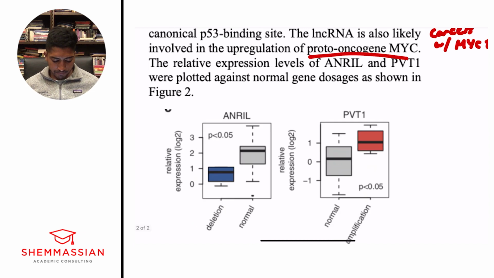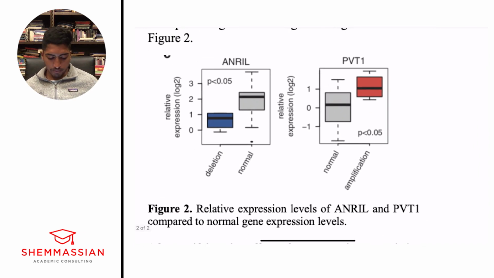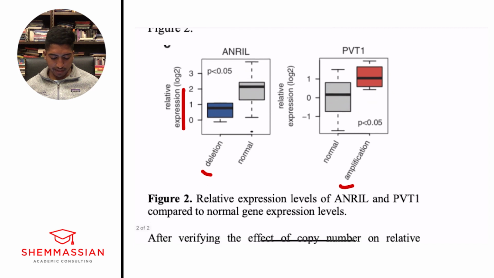And then we see these expression levels with these graphs. And again, I'm not going to spend too much time. Maybe look at the x-axis. Okay, we have ANRIL and PVT1, deletion and amplification, sort of the defining factors, and then their expression. All right, we'll come back to it if needed. We're not going to focus too much on it right now.